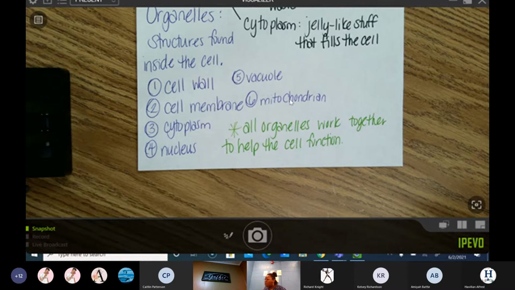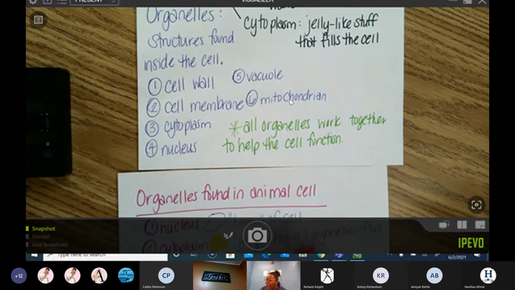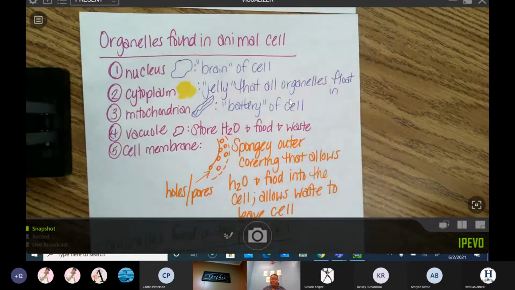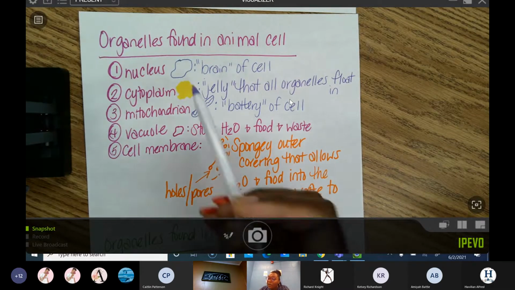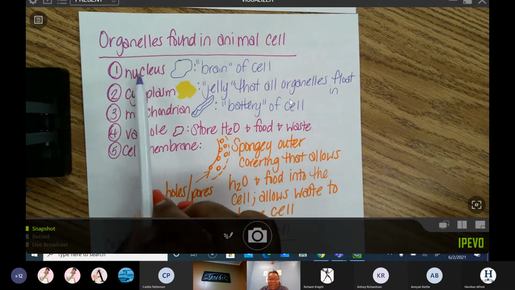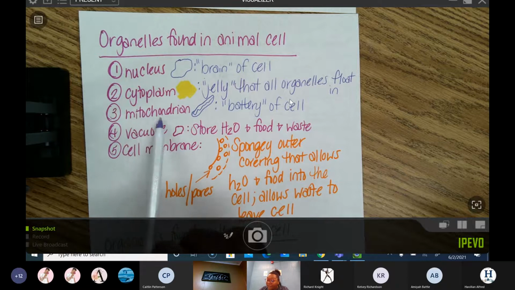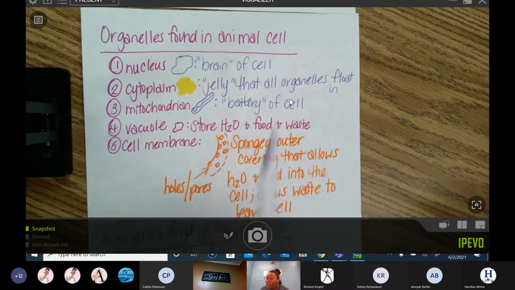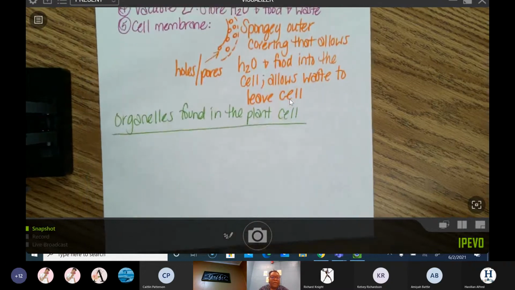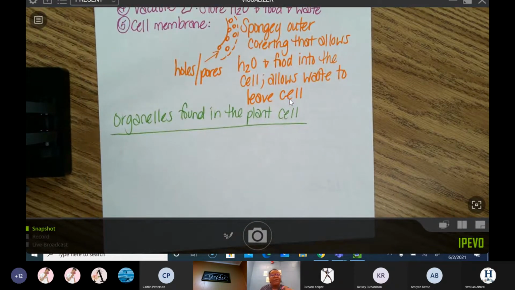So today what we're going to be doing in our notes is picking right up where we left off there. We're going to start talking about the specific job of some of the structures that we find in the plant cell only. So we'll find here that the nucleus, the cytoplasm, the mitochondrion, the vacuole, and the cell membrane, not only are they found in the animal cell, they're also found in our plant cell. Some structures that we didn't talk about yesterday that we will only find in the plant cell are as follows.